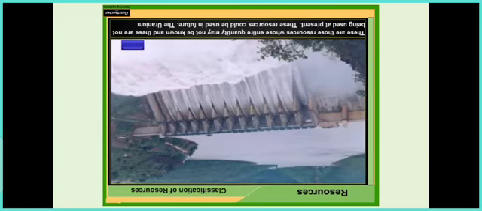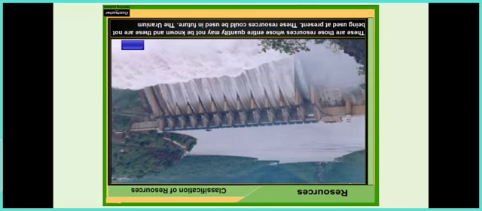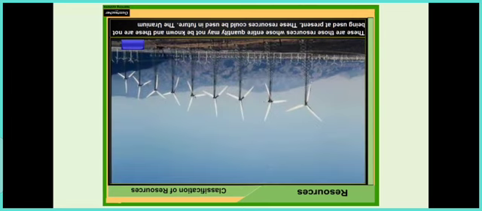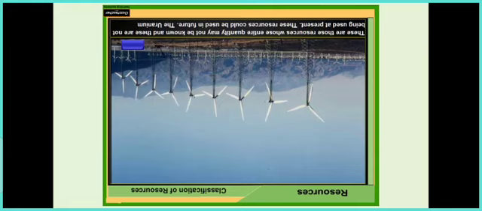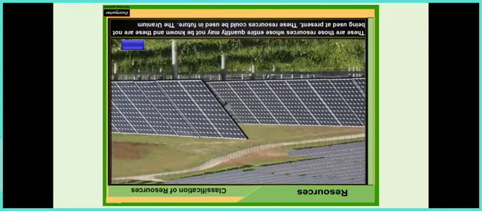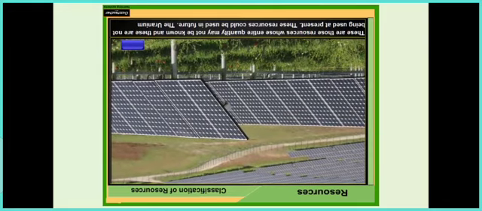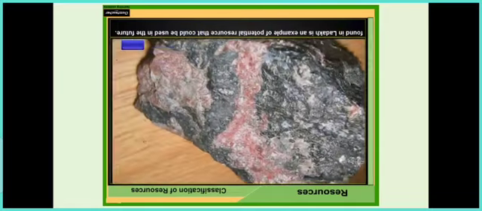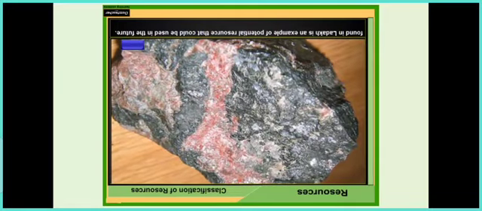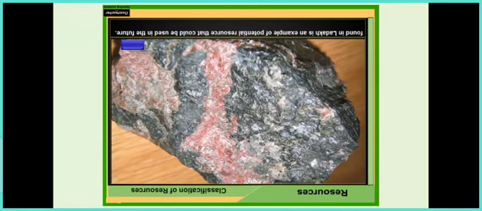Potential resource. These are those resources whose entire quantity may not be known, and these are not being used at present. These resources could be used in future. The uranium found in Ladakh is an example of potential resource that could be used in the future.